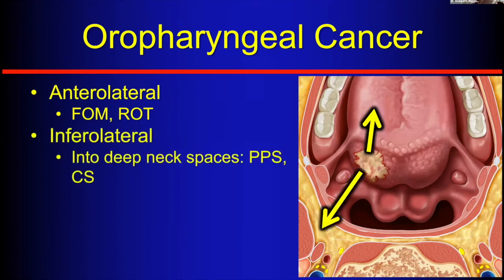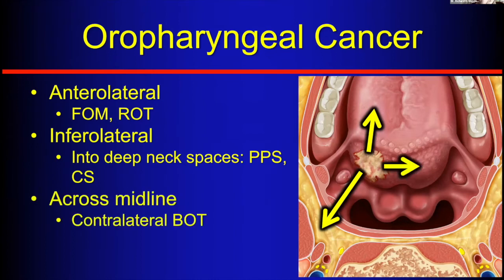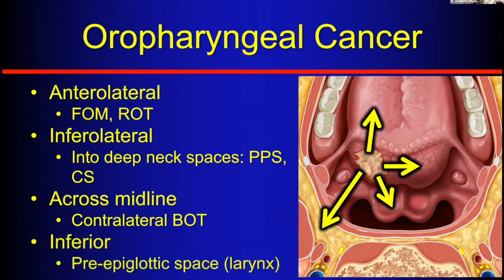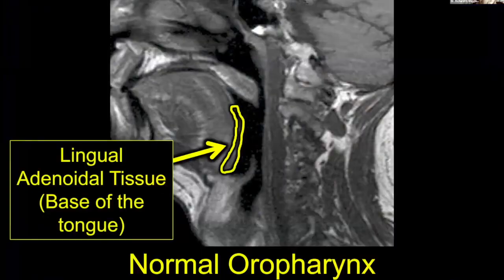Does it go laterally into the deep spaces of the neck? Does it cross midline, maybe the other side? That's very important, because then I'm going to be more suspicious of the lymph nodes on the other side. Or does it go down towards the larynx and the preepiglottic fat and invade that area? I want to be sure I tell the surgeons all that information when they're thinking about surgical options and how to resect this lesion. And we can also see that pretty well on MR.